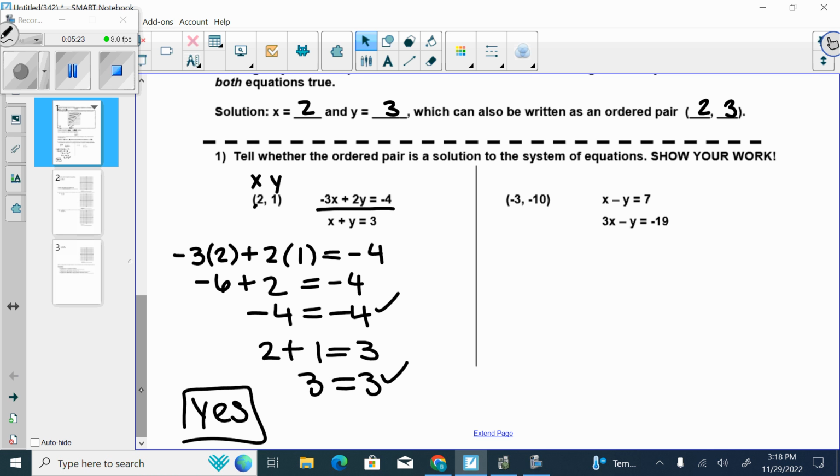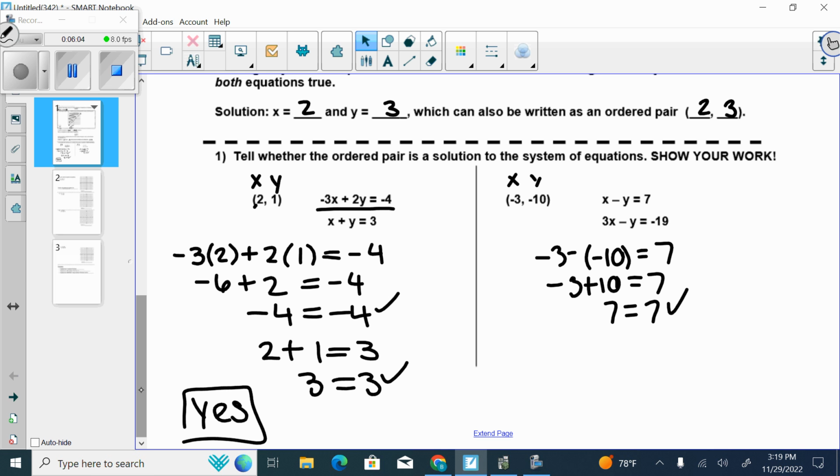Okay? We're going to do the same thing on that second example. So again, remember these are our x's and these are our y's. We just need to substitute those in. So in that first equation, I've got an x. What am I replacing it with? Good. Minus, what am I replacing y with? Good. Equals 7. So we've got negative 3 minus negative 10. Minus a negative becomes a plus, right, so I really have negative 3 plus 10. And what is negative 3 plus 10? So this one works, right?